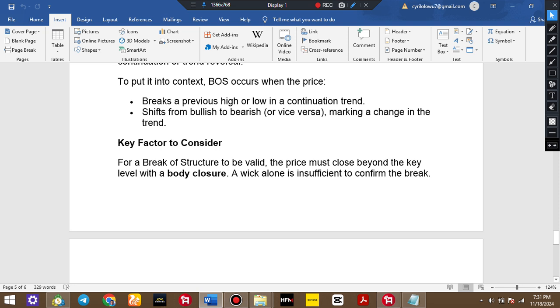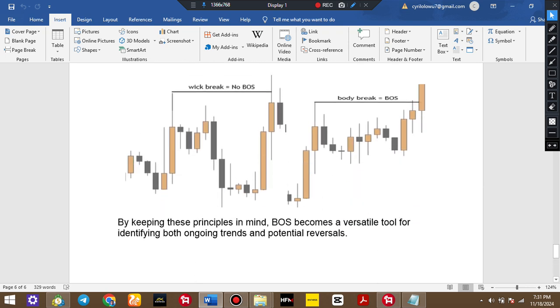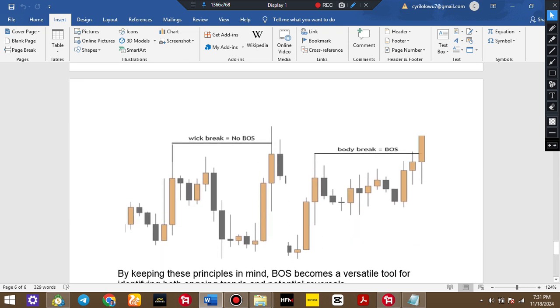A wick alone is insufficient to confirm the break. In addition, what this part is saying is that if there's going to be a break of structure, just like what we have here, price breaking above this previous high or swing high, the reason why they say no break of structure is because it didn't close with a full body, it was a wick. What this symbolizes is that buyers try to push price all the way to this point here, right?